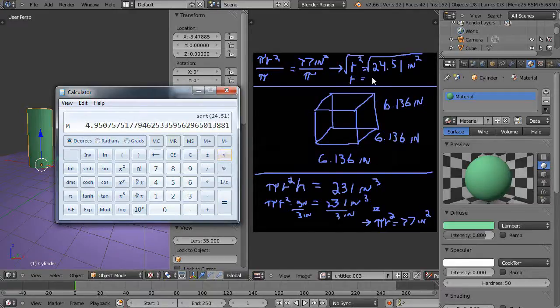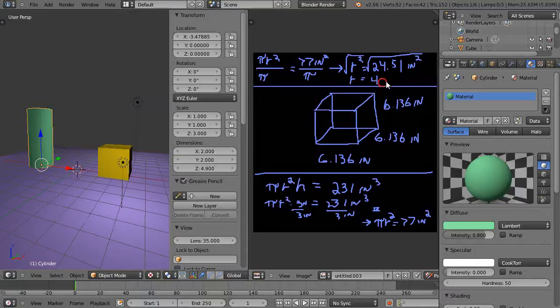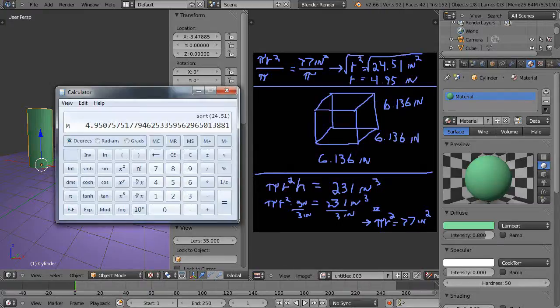All right, so 4.95 inches, like that. So now I have a radius term. That tells me the radius, so that means the diameter is twice the radius. So that would be 9.90, right? Because 4.95 times 2 equals 9.90.